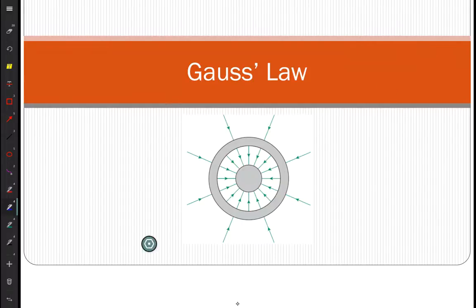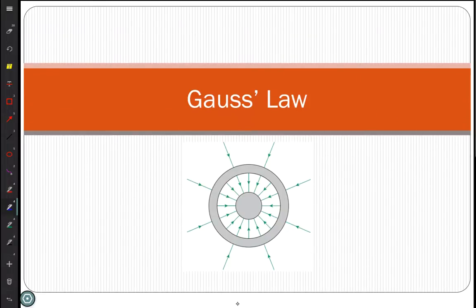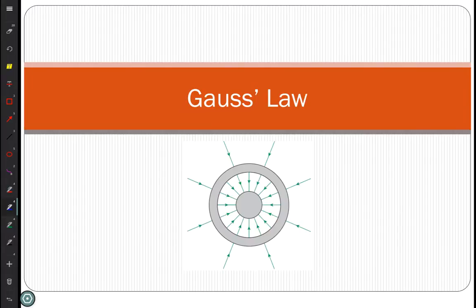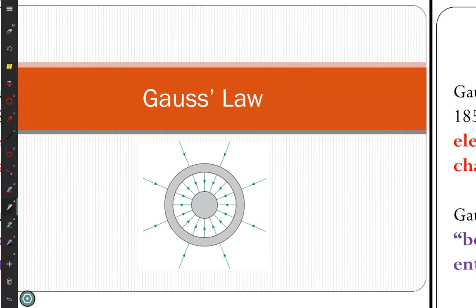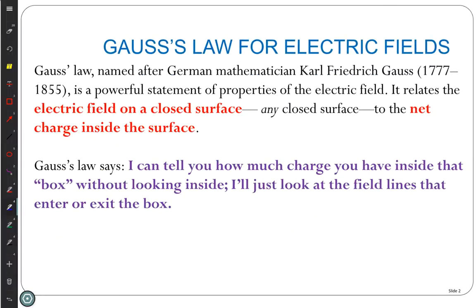Let's get started. Today the topic is going to be Gauss's law. Last class period, we talked about Coulomb's law, and we saw how to solve problems with Coulomb's law. Today, we'll see how to solve problems with Gauss's law and how to differentiate which law to use to solve a problem.